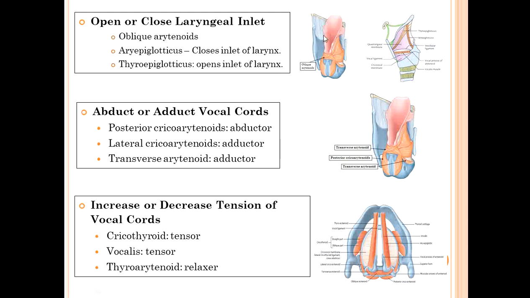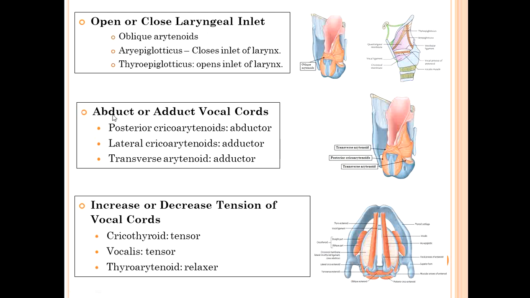Here these two muscles will approximate, so they will close the inlet of the larynx. Approximate means they are coming to each other. And this one will pull it down. It is coming from the thyroid cartilage to the epiglottis. It will pull it down, so it will open the inlet of the larynx.